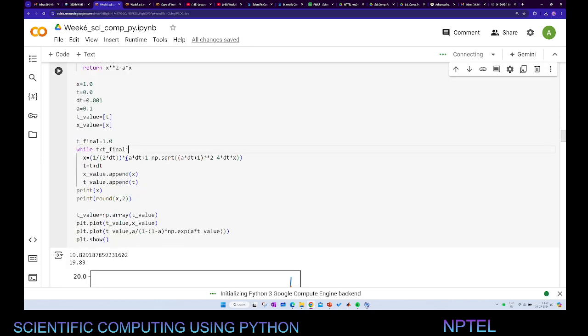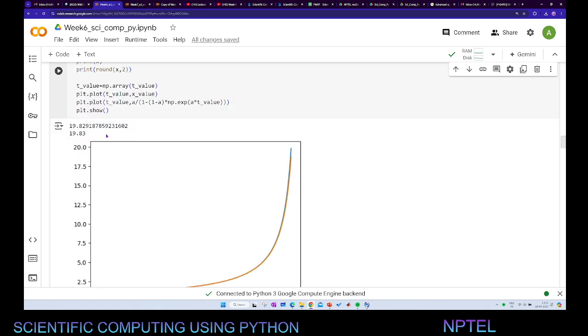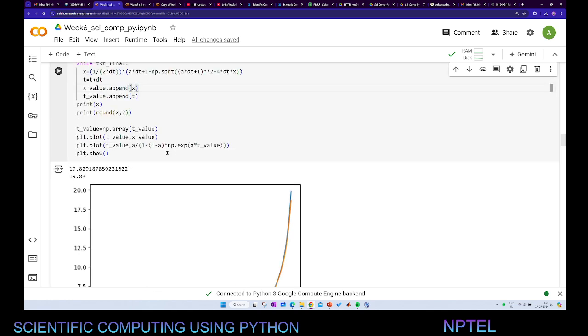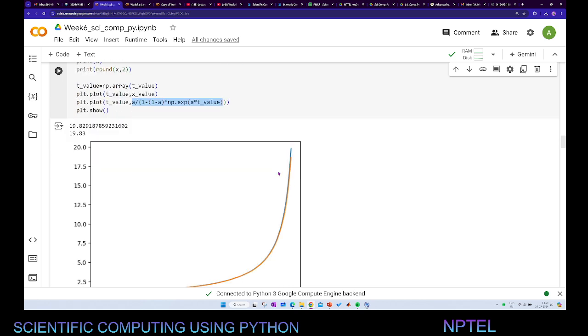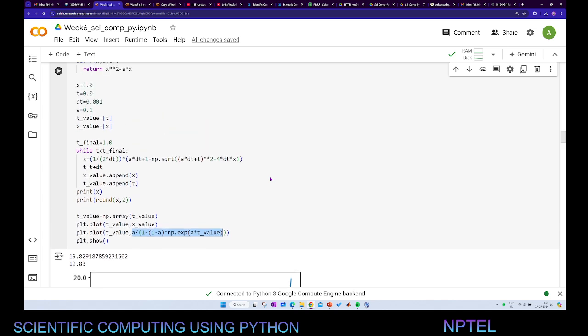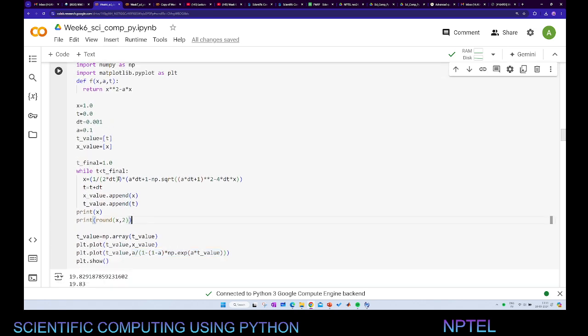Turns out I was missing this star sign. So I was doing the multiplication without this sign. That's why we had some error. After removing it, we get the correct answer 19.83, and in fact you can solve it analytically. This is the expression, and you see that both the curves are matching. Okay, so I think I have uploaded the correct one. If not, then correct by yourself. There should be a star here.